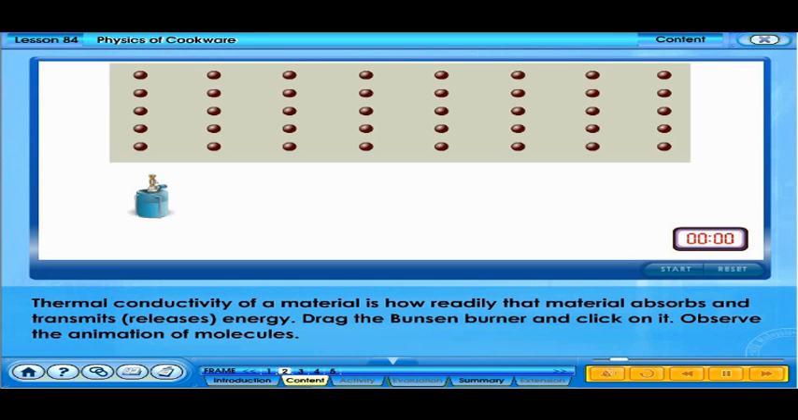Drag the Bunsen burner and click on it. Observe the animation of molecules.